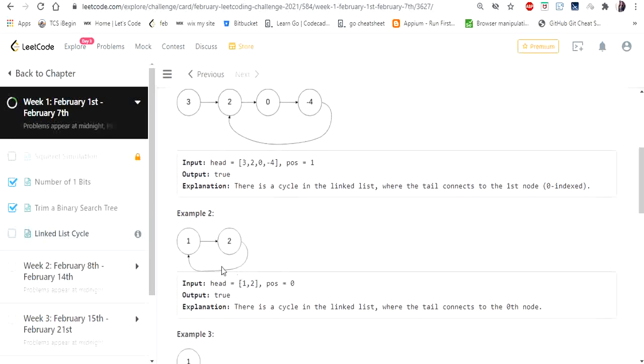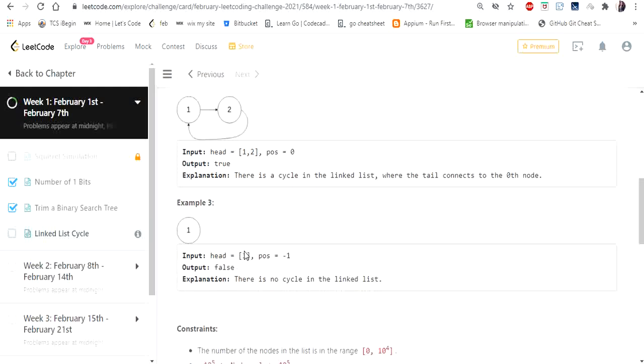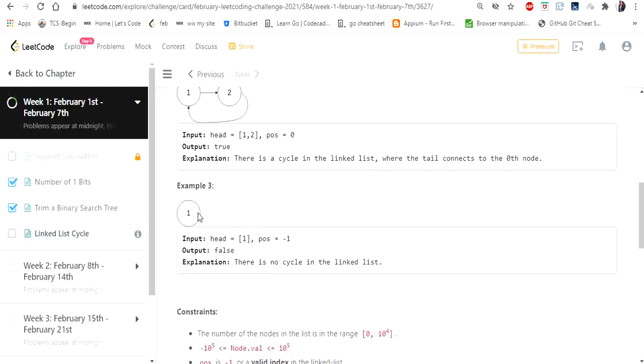Moving on to our second example, this again has a cycle, so we have to return true. In the third example, there is only one node and there is no cycle, nor do other nodes exist in this linked list. So in this case, the output is false.